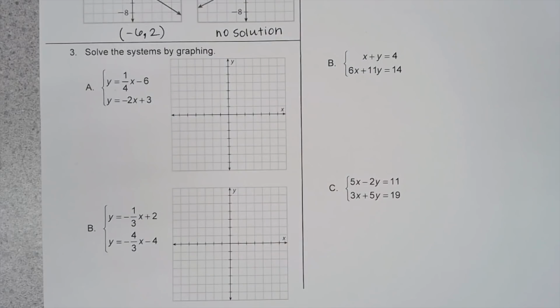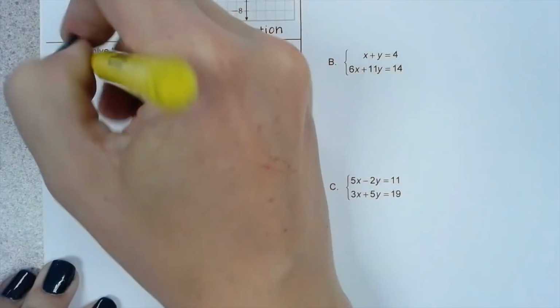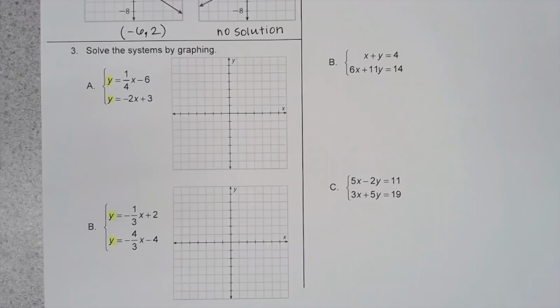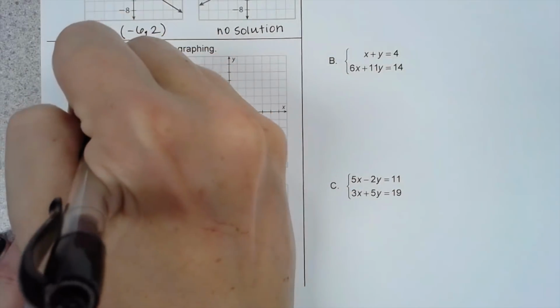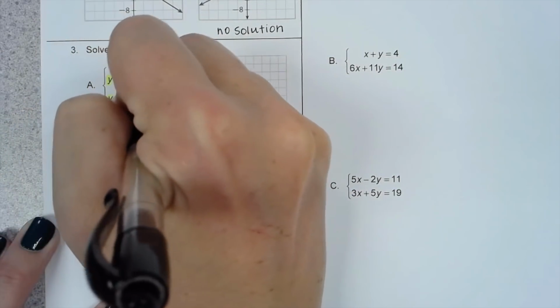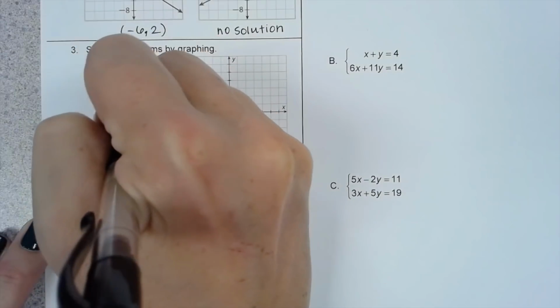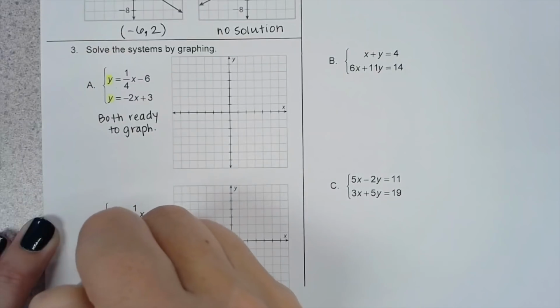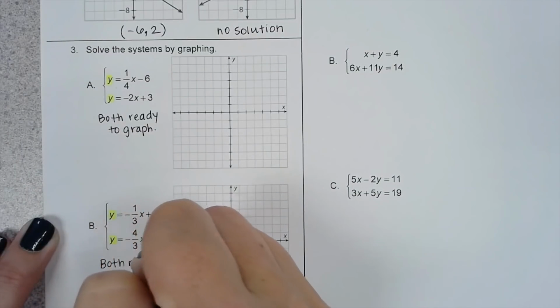On question number 3, the directions say to solve the systems by graphing. It's helpful to notice that on both of these systems, the y is all by itself. And that's helpful because these are both ready to graph. And then the same on the second one, these are both ready to graph.